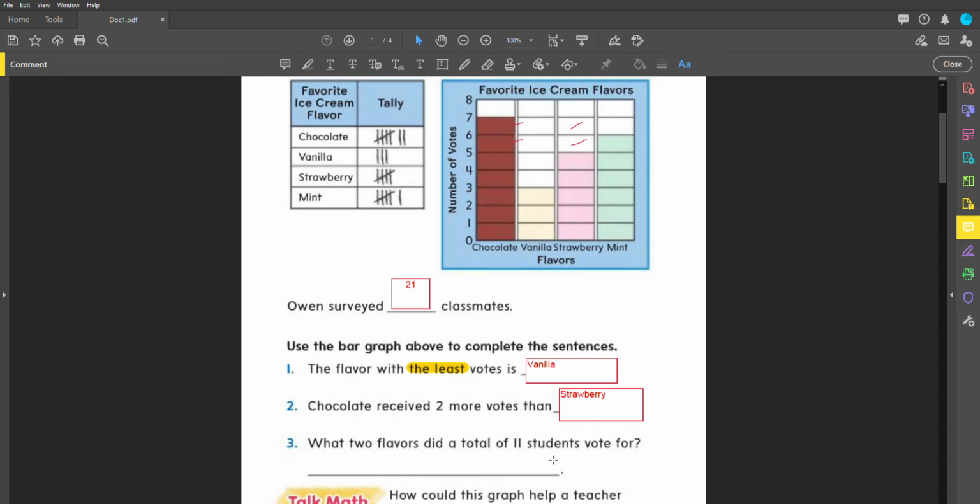5 plus 6 equals 11. So, what are the 2 flavors? Let us write strawberry and mint give us 11 students because 5 plus 6 equals 11. Let's go to the next page.